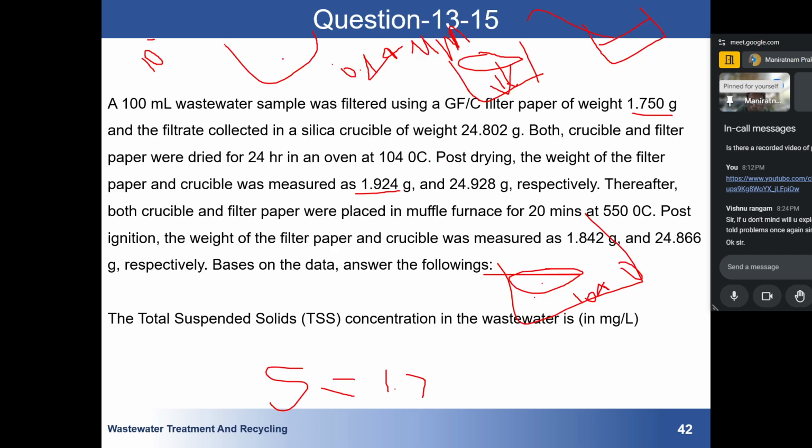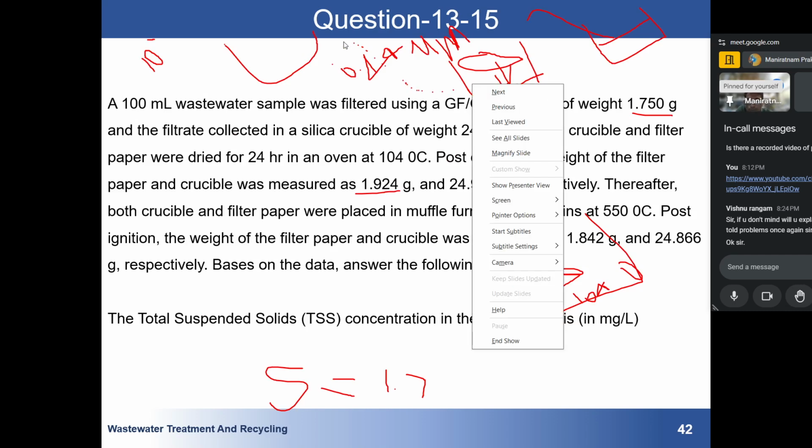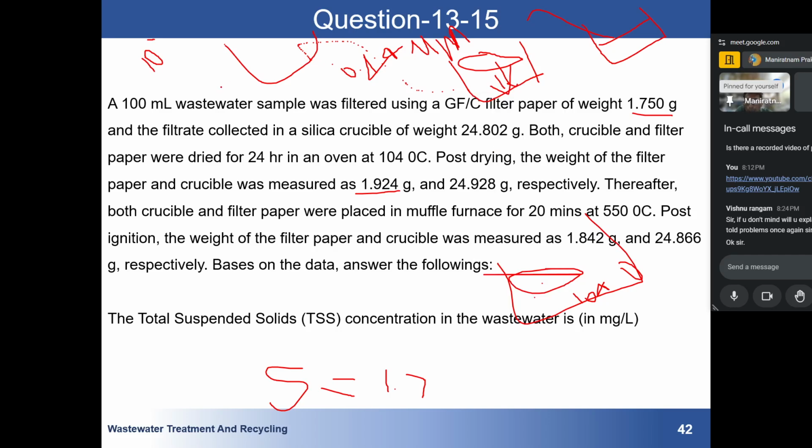Similarly, for the crucible, now this water was transferred to the crucible. This crucible was also kept at 104 degrees. Post drying, both the crucible and the filter were placed in a muffle furnace for 20 minutes. If you have gone through the lectures, you must know that we use a muffle furnace at this temperature. Now there will be two types of solid. One solid will be volatile solid, and one will be fixed solid.